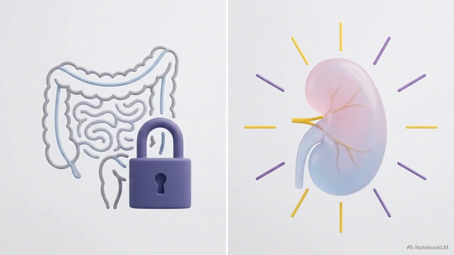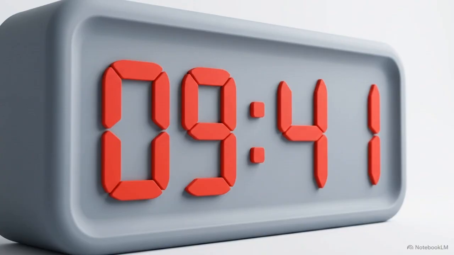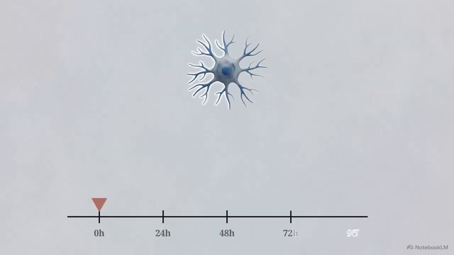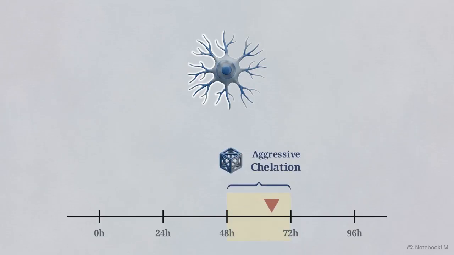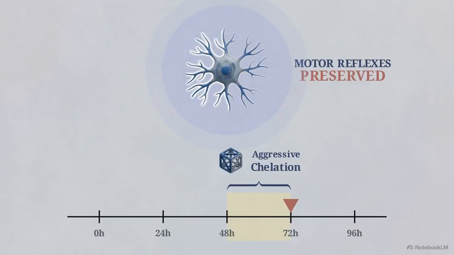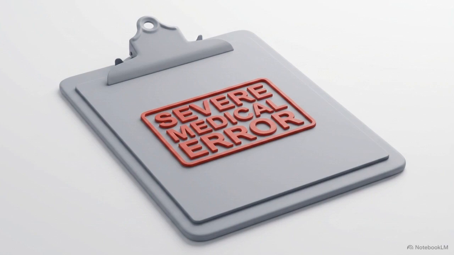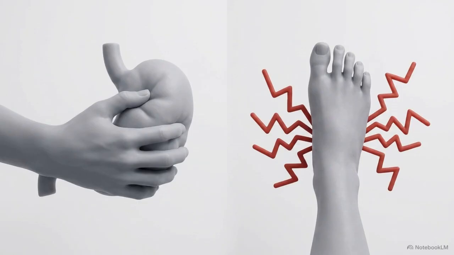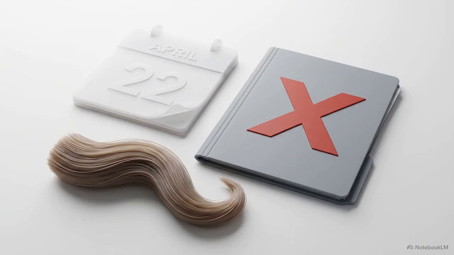Clinical models dictate that this aggressive chelation therapy must be deployed within 48 to 72 hours of exposure to preserve the motor reflexes. This creates a severe diagnostic vulnerability, known as the alopecia hindsight mistake. If a clinician dismisses the early stomach pain and burning feet, waiting for the definitive hair loss at week 3 to finally run a trace element panel, they have already failed.